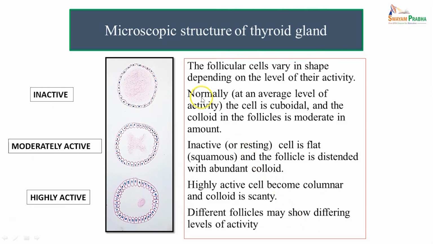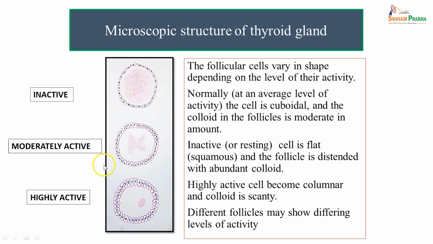The follicular cells vary in shape depending on the level of activity. Normally, at an average level of activity, the cells are cuboidal and the colloid in the follicles is moderate in amount, whereas inactive or resting cells are flat, squamous and the follicles are distended with abundant colloid.